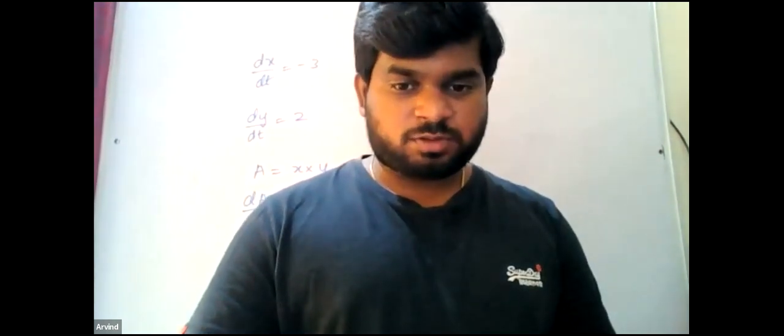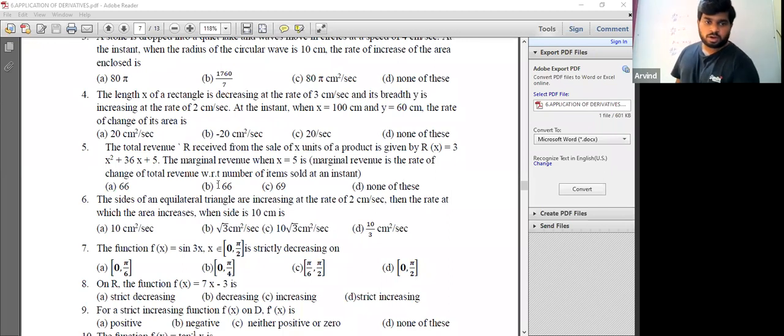So try out the next one also. Next one is very, very easy. They have given hint everything over there. The total revenue R received from the sale of x units of a product is given by R of x is equal to 3x square plus 36x plus 5. The marginal revenue when x is equal to 5.